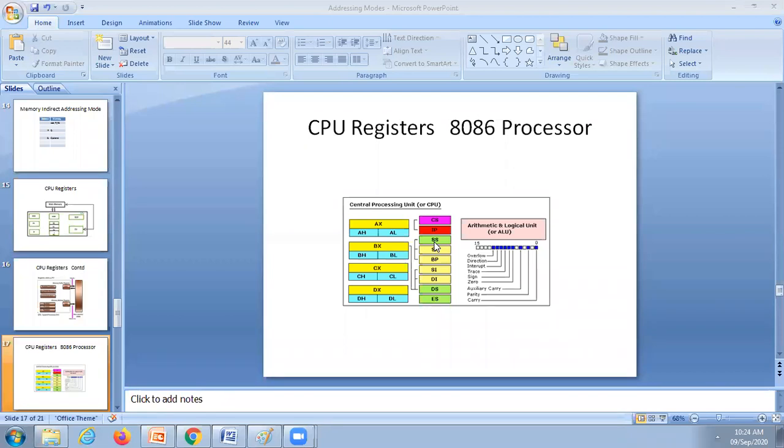Either the stack is inside the processor or outside the processor. First of all, is the stack inside the processor or outside the processor? Inside the processor. No, the stack is outside the processor, not inside. Okay, sir.